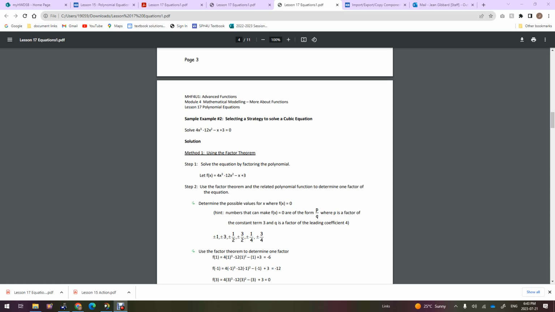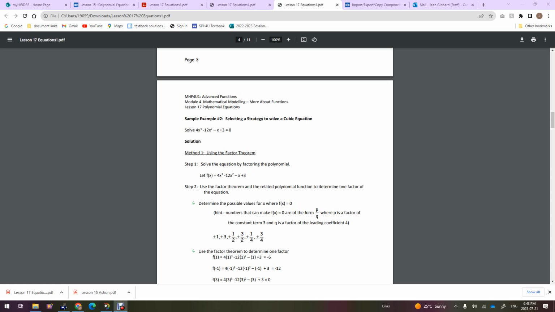So we write down step 1. Solve the equation by factoring the polynomial. f at x equals 4x cubed minus 12x squared minus x plus 3. Step number 2, we're going to use the factor theorem and the related polynomial function to determine one factor. So we want to determine the possible values for x where f at x is equal to 0. Now I've given you a little hint here.